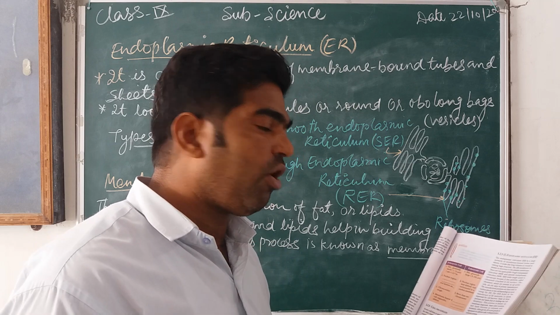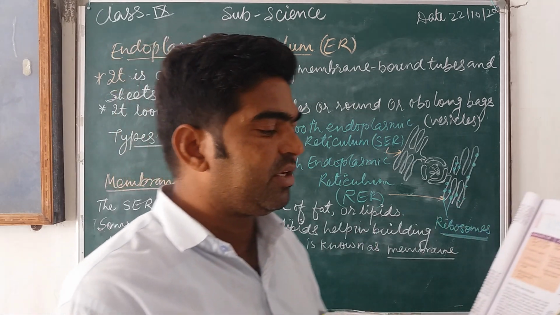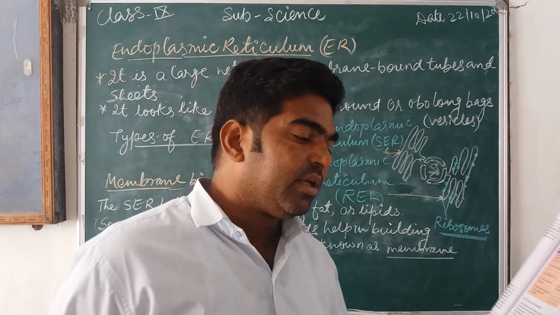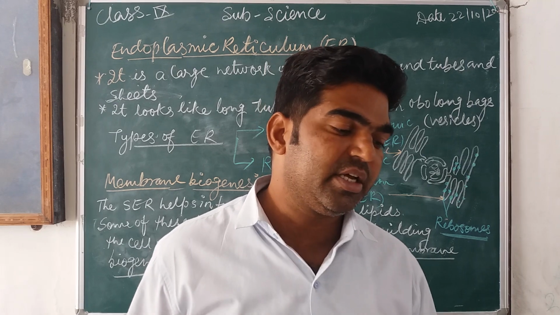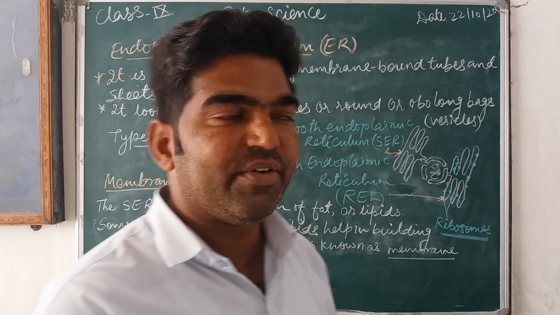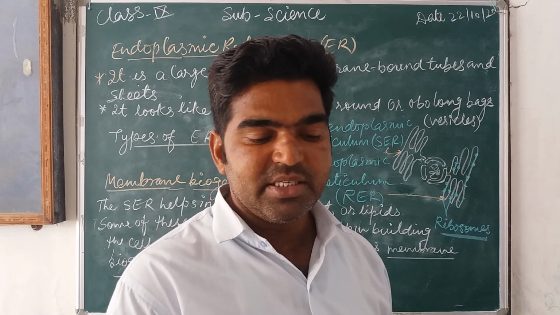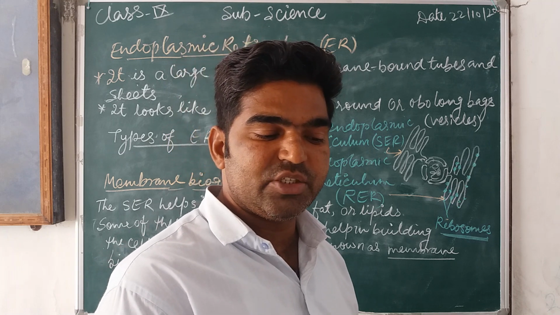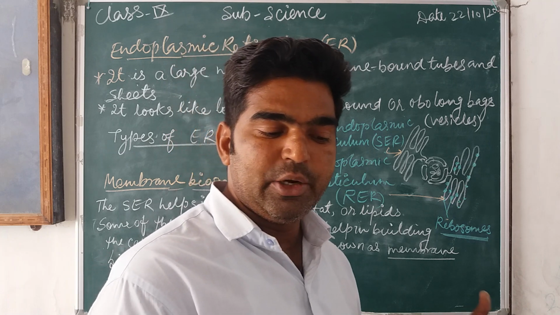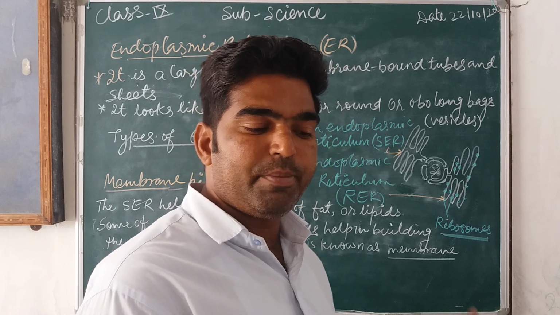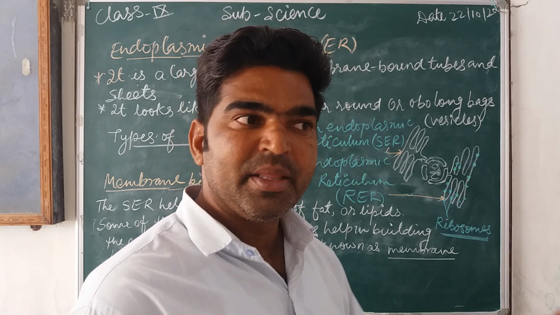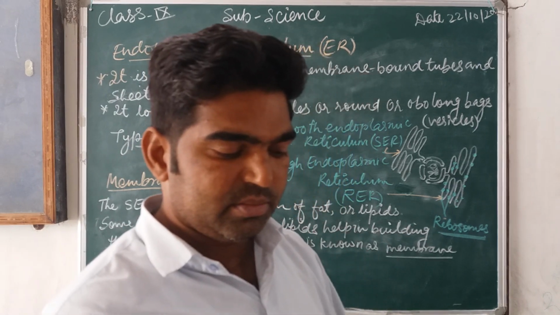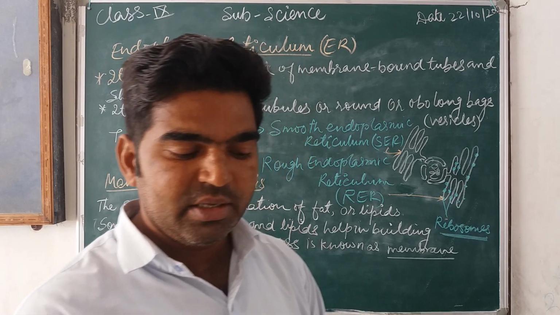Now next, what is the function of this endoplasmic reticulum? For the function, you can see page number 63, the last paragraph. The function of the endoplasmic reticulum is to serve as a channel for the transport of material, especially protein, between the various regions of the cytoplasm or between the cytoplasm and the nucleus. It means it helps in the formation of proteins and other materials. So where it is needed, it can be transported to the whole part of the body, or to the cytoplasm, or from the cytoplasm to the nucleus.